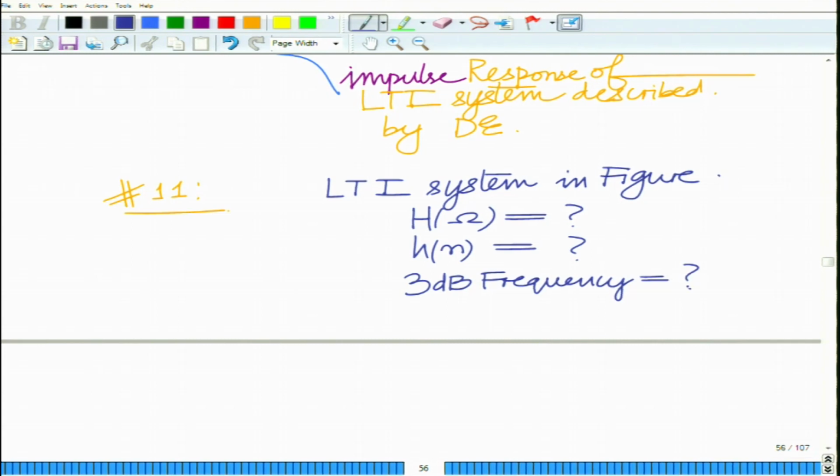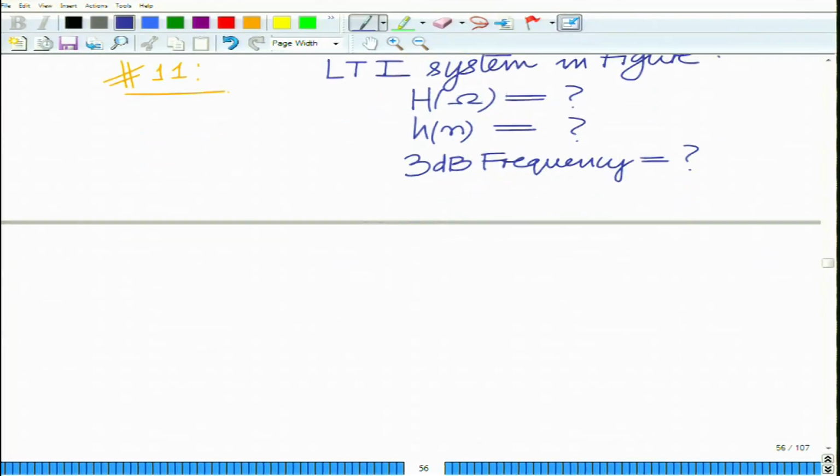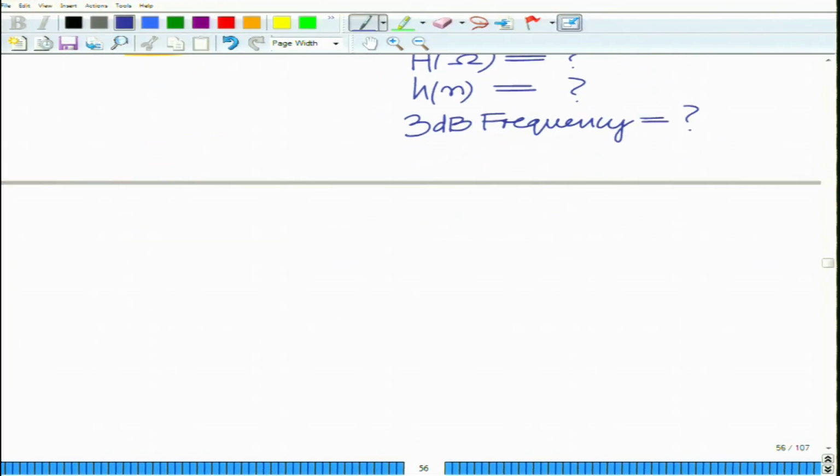3 dB frequency. Remember, if you look at a low pass filter, the 3 dB frequency is defined as that point on frequency at which the amplitude is 1 over square root 2 that of the maximum. So basically the power at that point corresponds to half of the maximum power. So, we require to find also the 3 dB frequency of this filter. In that sense, let us start with the impulse response.